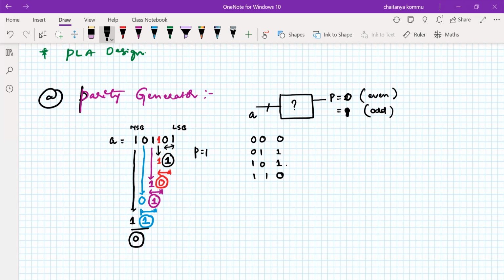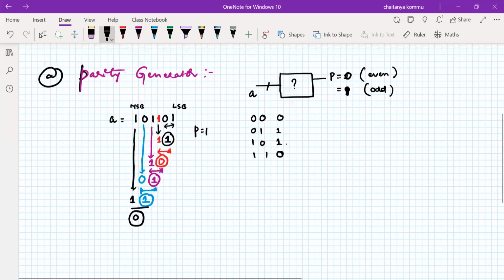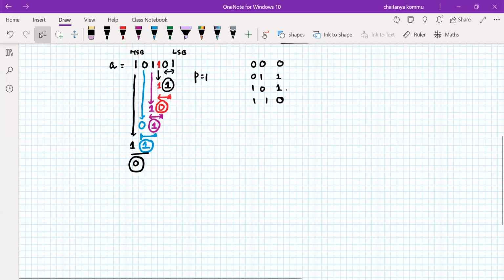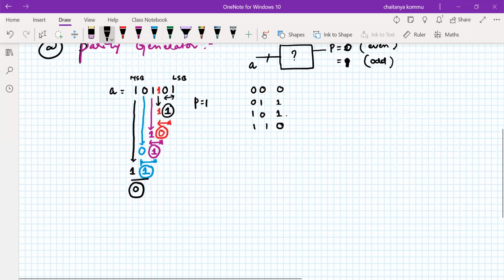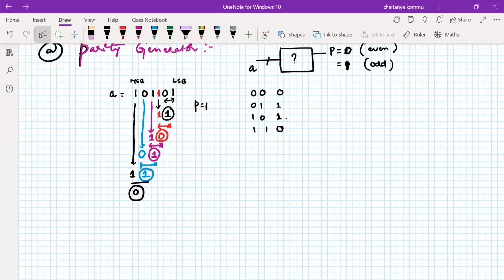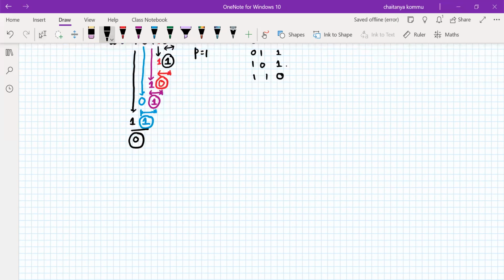That's it. So therefore now we have to generate the information here. What is the logical diagram that we have to consider? If an even number of ones are there, 0 will be the parity information. If an odd number of ones are there, 1 will be the parity information. That's what we should know. Okay. Now, what is the logical diagram for this?